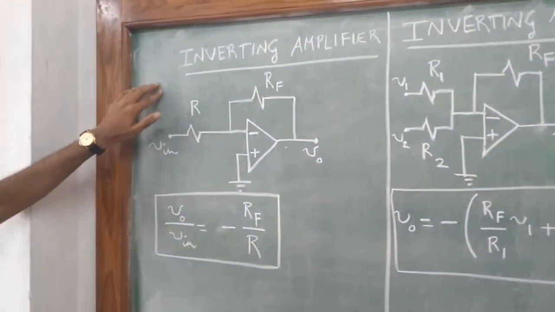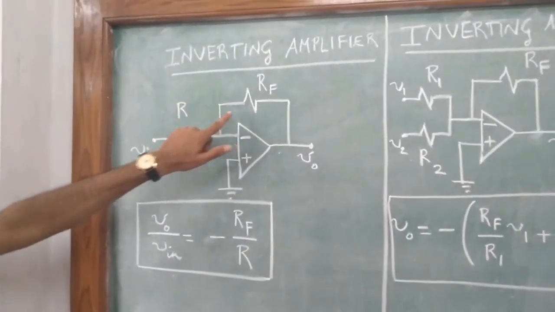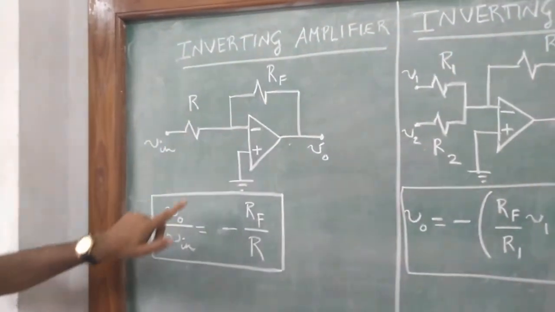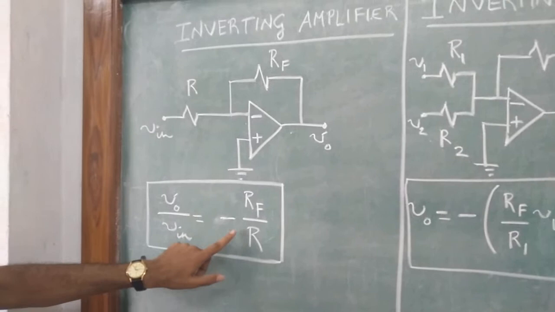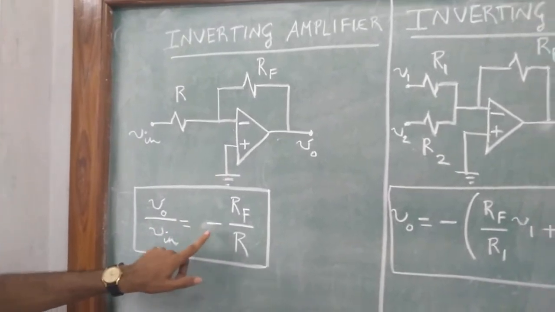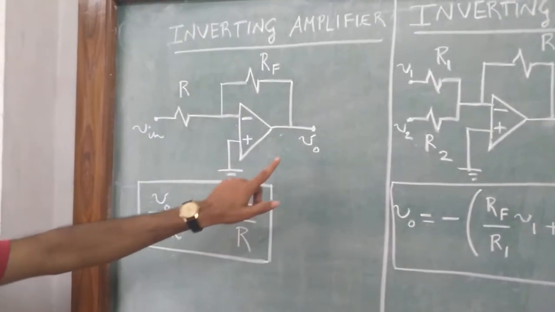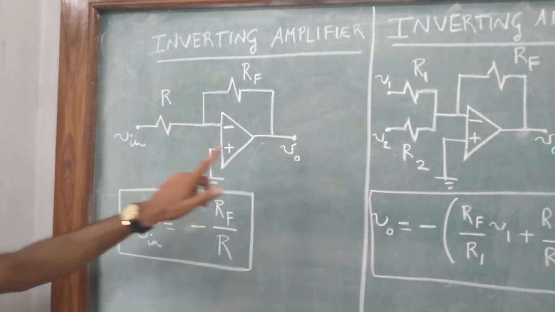So this is the basic topology. You have a feedback resistance and an input resistance, and the output to input ratio is given by RF by R preceded by a negative sign, which implies that there is a 180-degree phase shift between V0 and Vin.